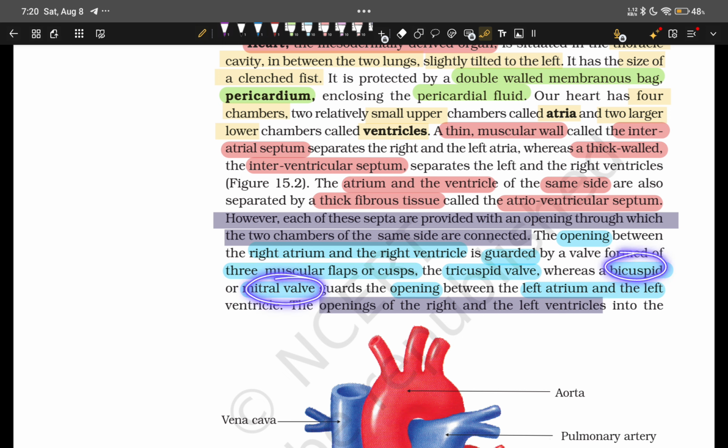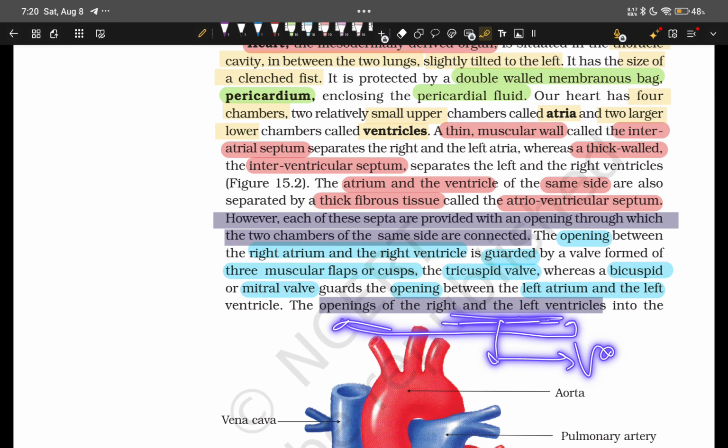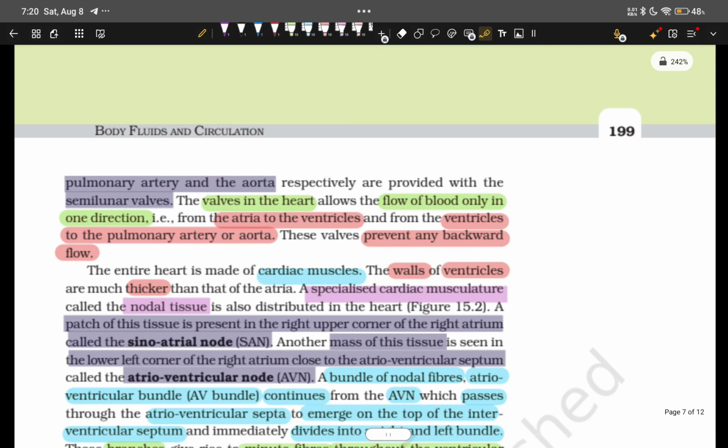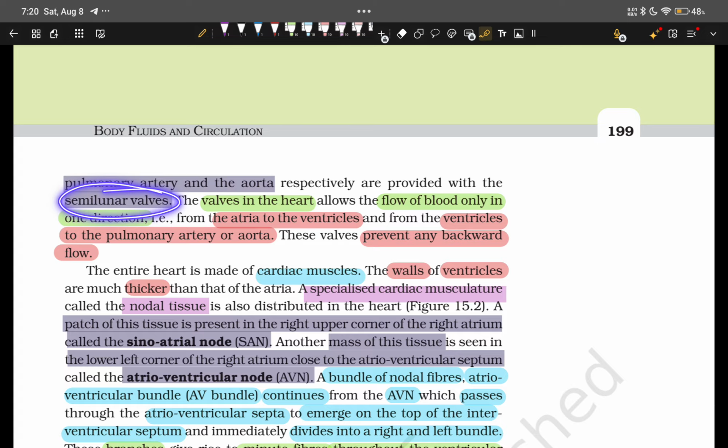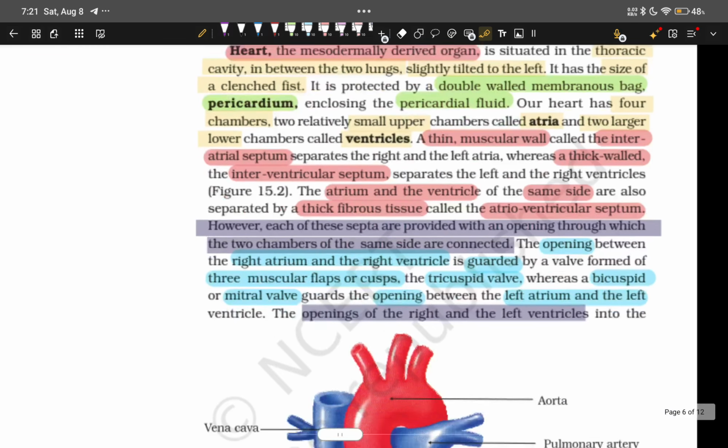or mitral valve. Then we have the opening of right and left ventricle. If I talk about only interventricular septum, that has an opening which connects these two together, and this opening is guarded by a valve which is called semilunar valve. So you can see that they are guarded by semilunar valves. So basically left ventricle is connected to aorta, and right ventricle is connected to pulmonary artery, and they are guarded by valves.